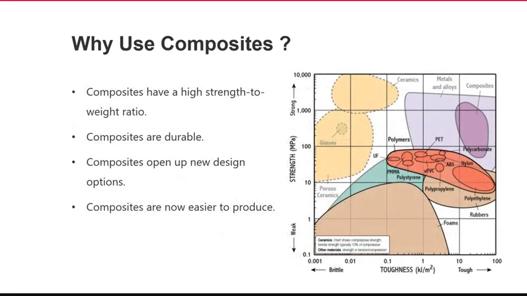However, the four key reasons why composites should be used and have some great advantages include composites typically have higher strength to weight ratio, composites are durable, composites open up many design options, and composites also are now a lot easier to produce than they have historically been. So let's explore these in a little bit more detail.